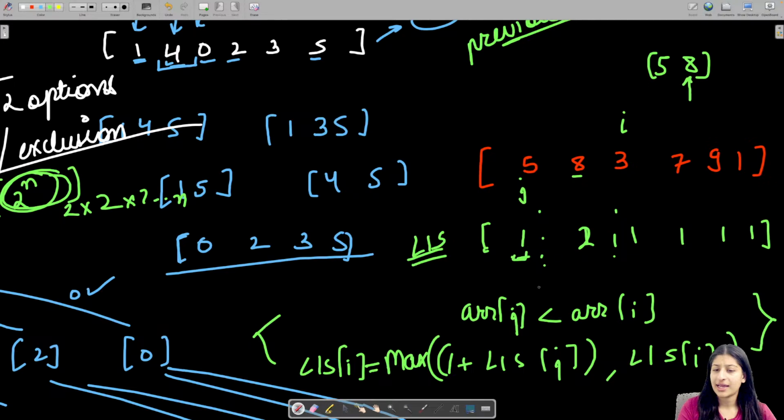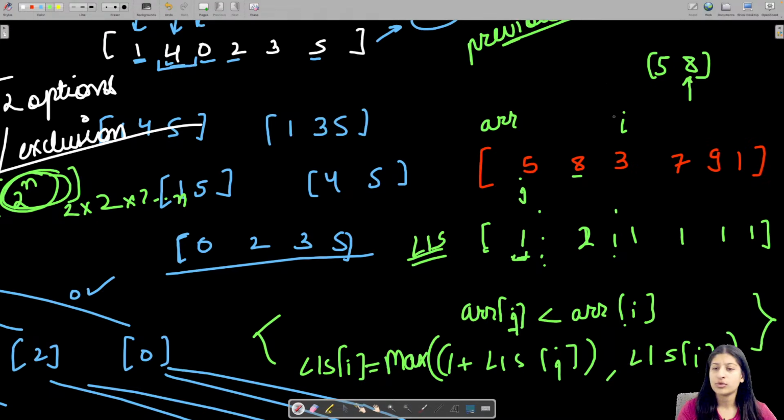I check, is my ARR of I greater than ARR of J? This is my array, right? No, it's not. So definitely I cannot include it as a longest increasing subsequence because it's not increasing in the first place.